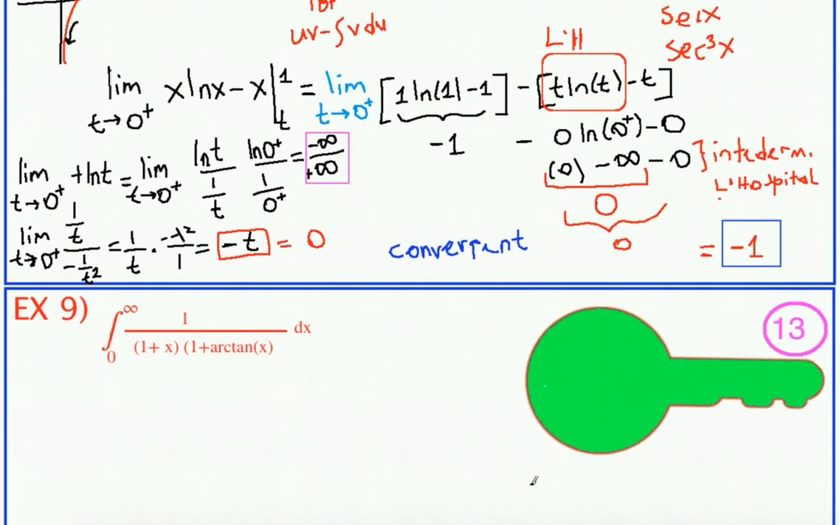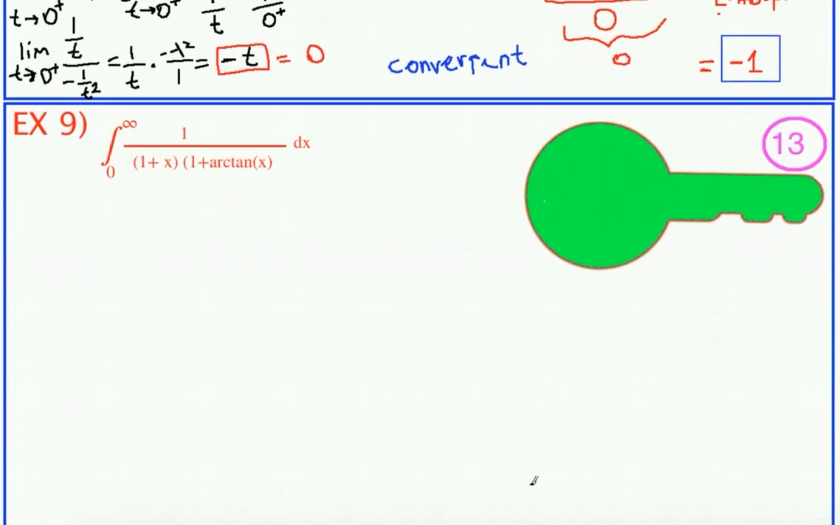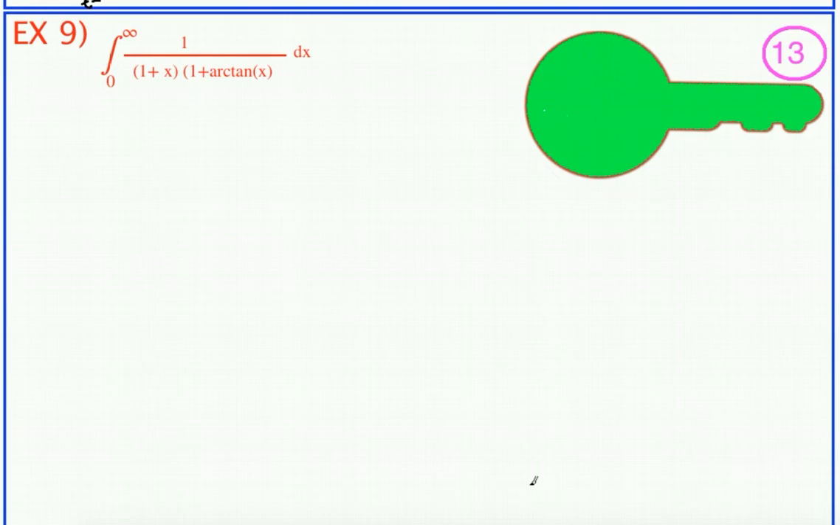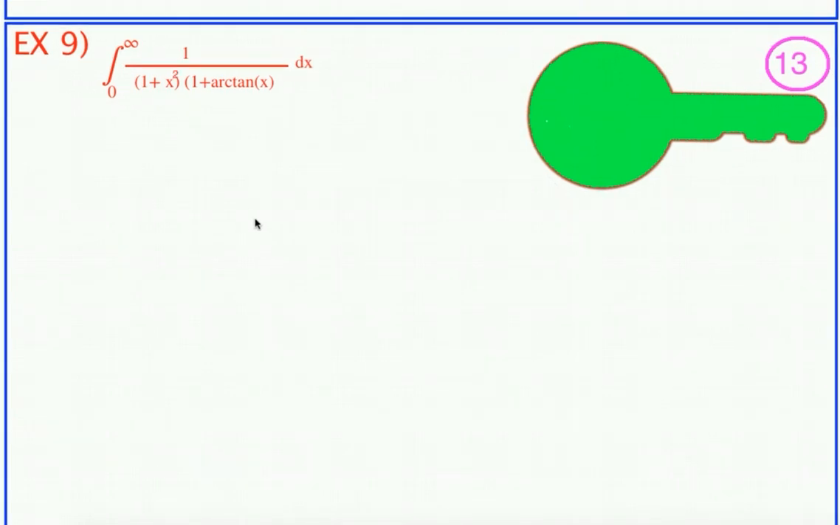Question number 9. So what makes this integral improper? As you can see here, our upper boundary is going to infinity. So this is type 1, the infinite boundary type of improper integral. So let's start with step 1. What was step 1? Step 1 was to convert this integral to a limit.